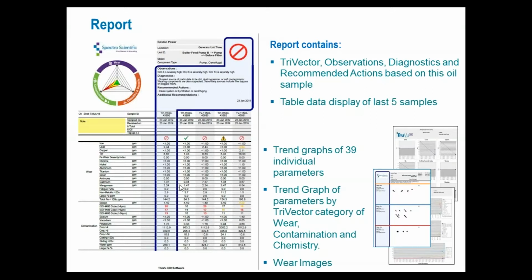5 measurement points. And we provide trend graphs for 39 individual parameters, trend graph of the parameters as a multi-parameter plot on trivector categories of the wear, chemistry, and contamination, and then the actual images from the LaserNet imaging system. This is an extremely comprehensive report. The nutshell, though, is we provide a slew of data.